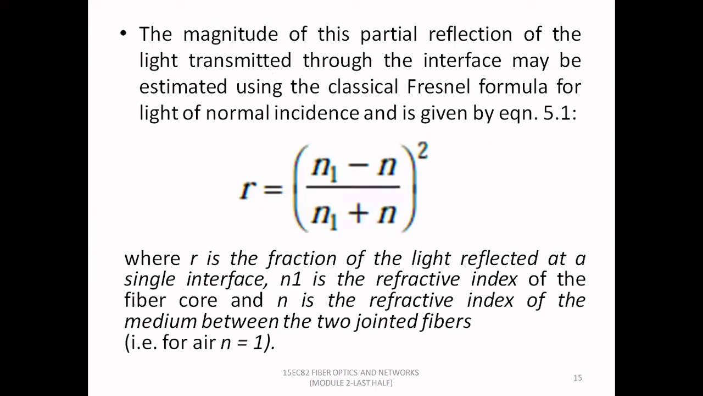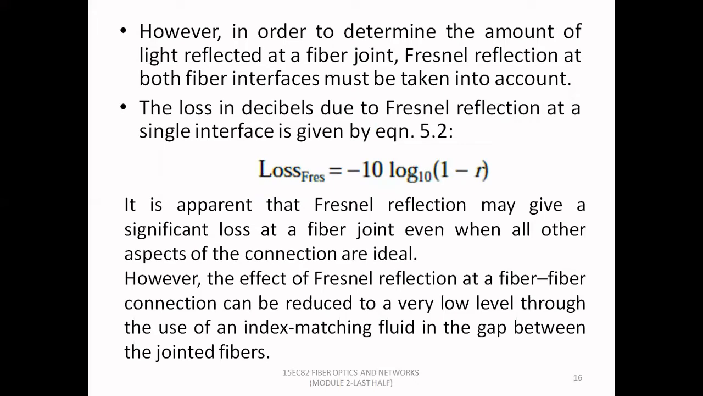The magnitude of this partial reflection of the light transmitted through the interface may be estimated using the classical Fresnel formula for light of normal incidence and is given by equation 5.1 given below, that is R equal to (N1 minus N) divided by (N1 plus N), the whole square, where R is the fraction of the light reflected at a single interface, N1 is the refractive index of the fiber core and N is the refractive index of the medium between the two jointed fibers. For air, refractive index is 1, that is N equal to 1. However, in order to determine the amount of light reflected at a fiber joint, Fresnel reflection at both fiber interfaces must be taken into account.